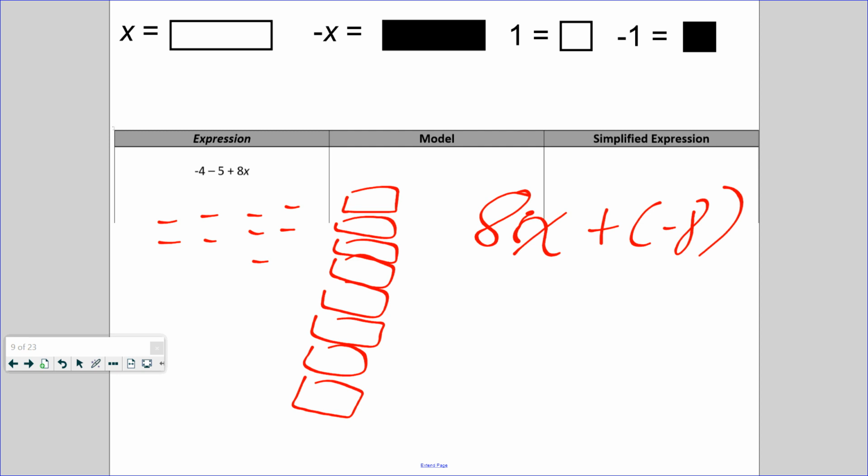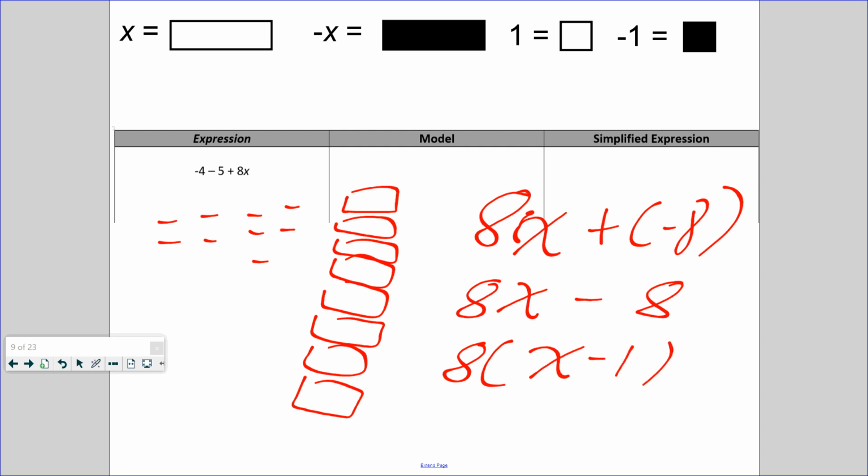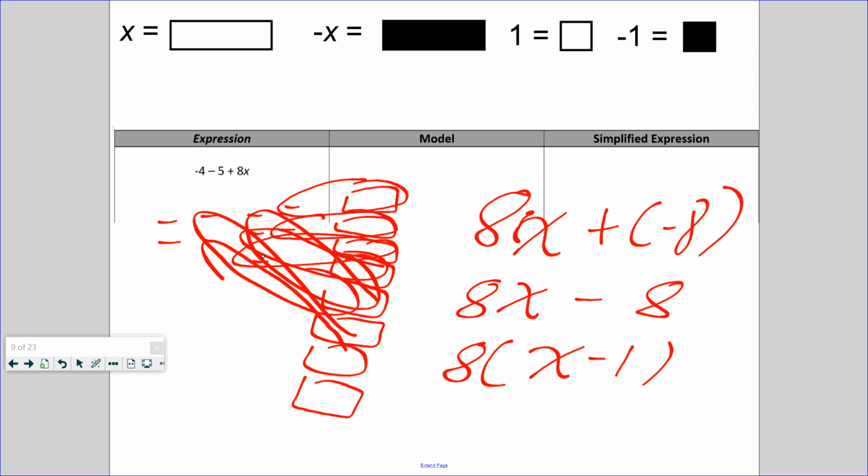But can you generate another equivalent expression? What about 8x? And can I make it more simpler? What about minus 8? When you take 8 away, it's the same thing as saying negative 8. Also, another way someone could have said it is 8 groups of x minus 1. So here is a x minus 1, here's a x minus 1, x minus 1, x minus 1, x minus 1, x minus 1, x minus 1.